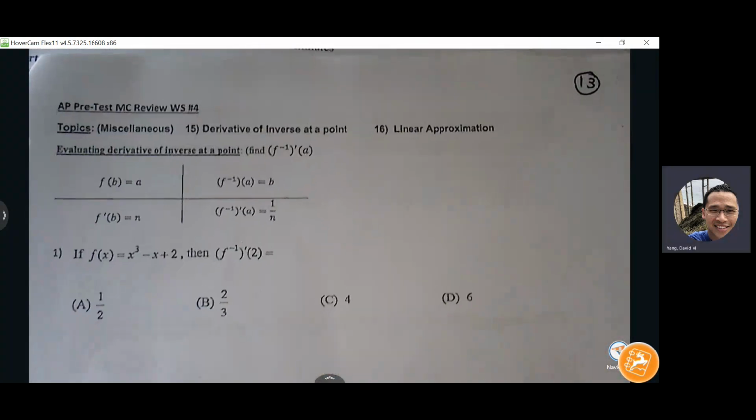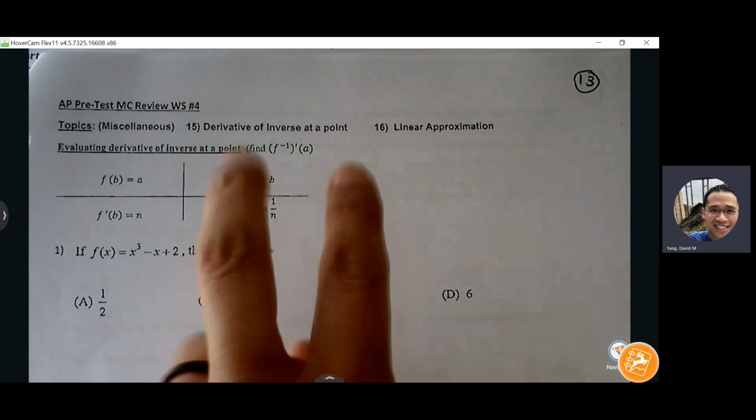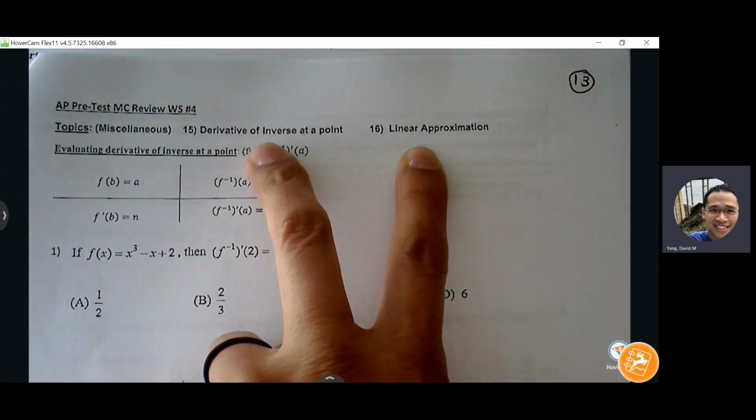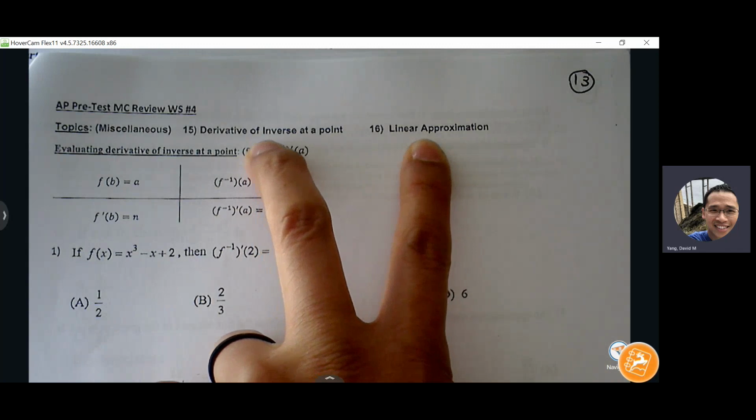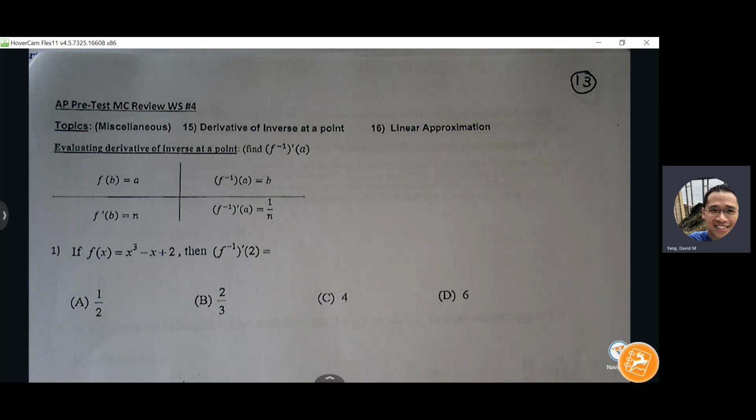So I want to go over some more miscellaneous first semester topics, and those are derivative of inverse at a point and linear approximation. So that spans between page 13 and 14. So we'll spend a good chunk of time on pages 13 and 14.